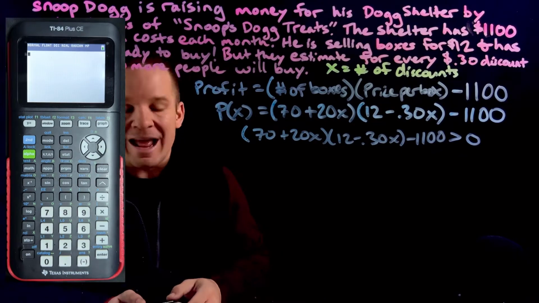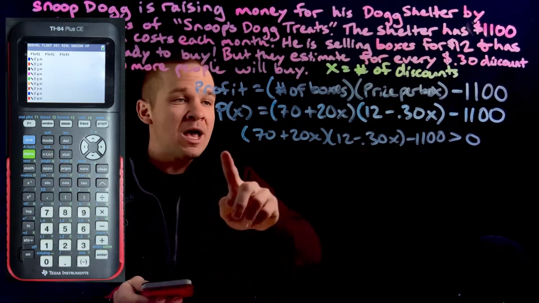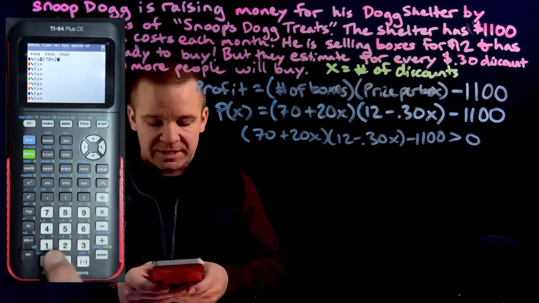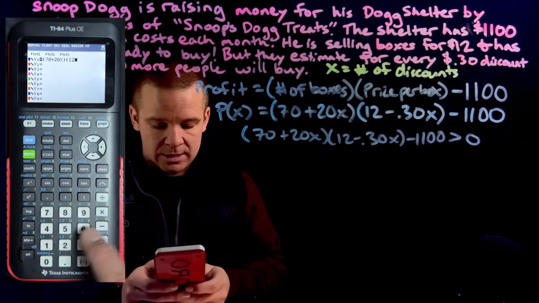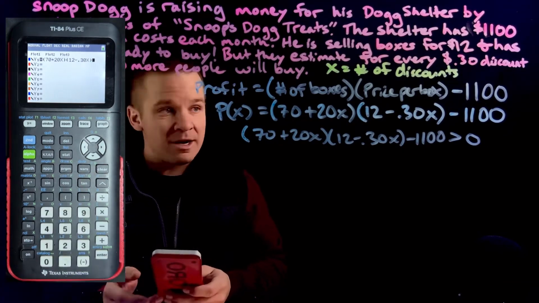Let's turn these bad boys on. I'm going to hit y equals, okay? I'm going to plug this whole thing in here. So we have parentheses 70 plus 20x. Then we have 12 minus 0.30x.